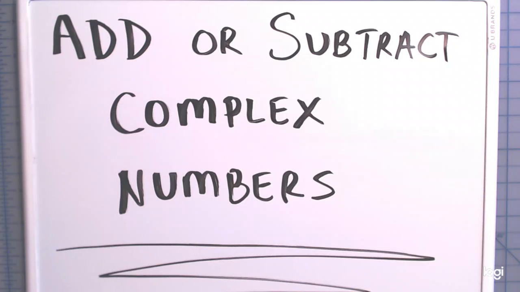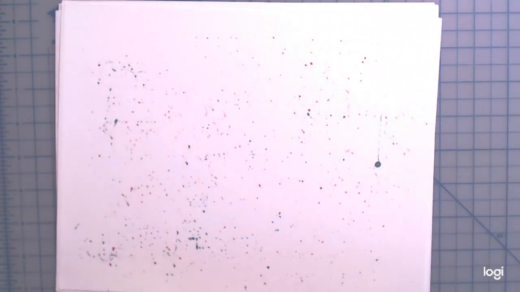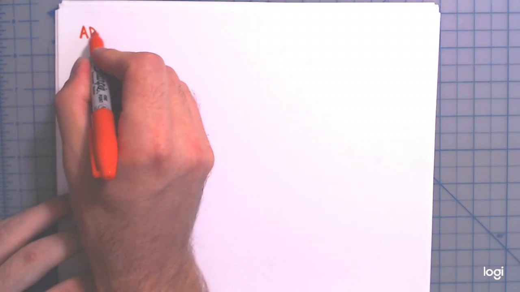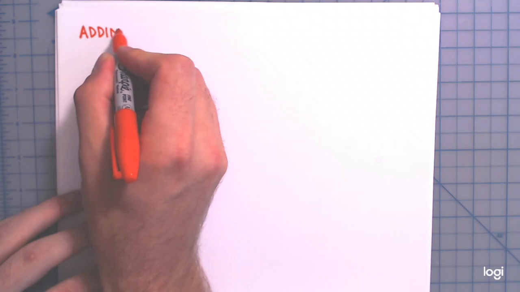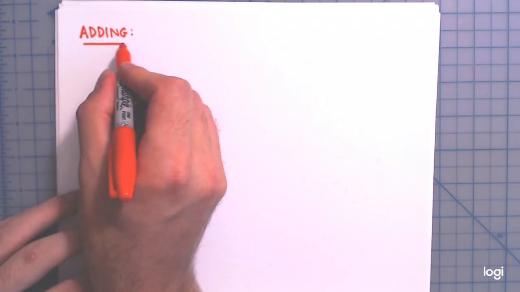And what we're doing in this video is looking at how to add and subtract these numbers, just as though you were adding and subtracting polynomials, right? You'll see that it's very similar to adding and subtracting polynomials. All right, so let's get into the rules here. On my first page, let's just talk about adding and subtracting complex numbers. So I'll start with adding.